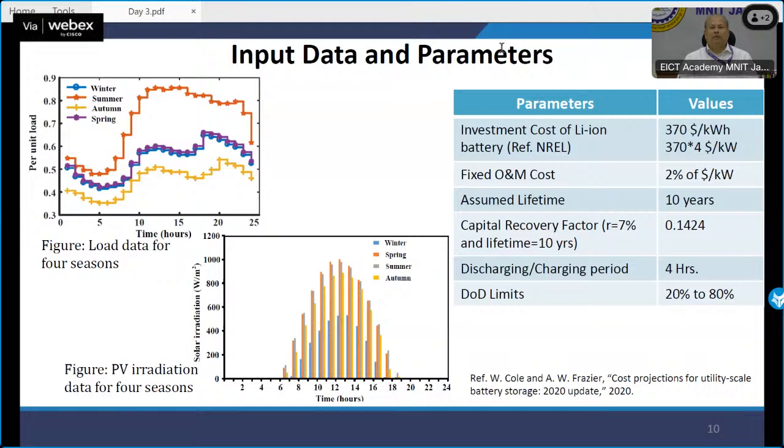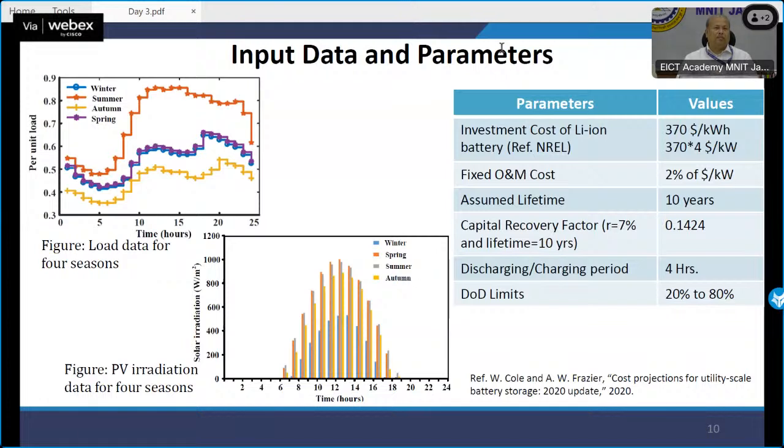And then the capital recovery factor, that is 7% with a lifetime of 10 years, which is close to 0.14. Assumed lifetime is 10 years. I think you said 15 years, I guess. So now it is 10 years. We have assumed 10 years as a practical one. Then fixed operation and maintenance cost, we assume 2% of the total cost. And then investment cost of lithium-ion battery, because from NREL, we have taken the cost, that is $370 per kilowatt hour.